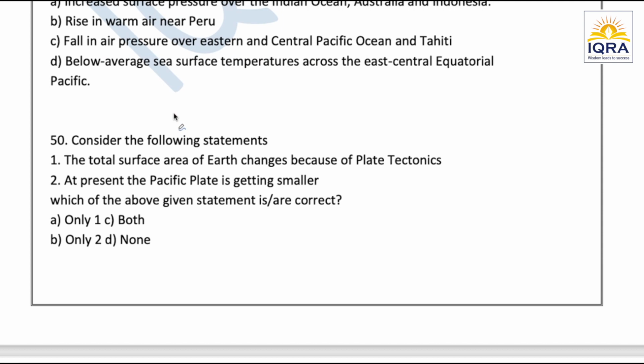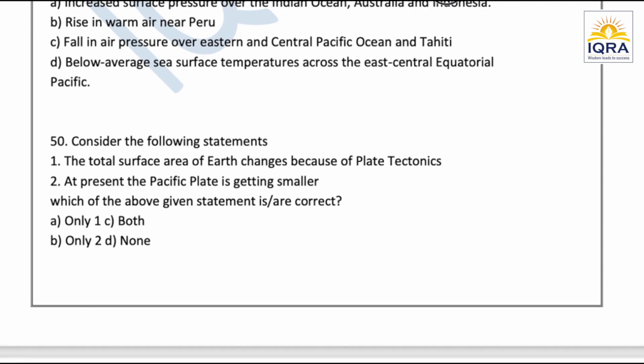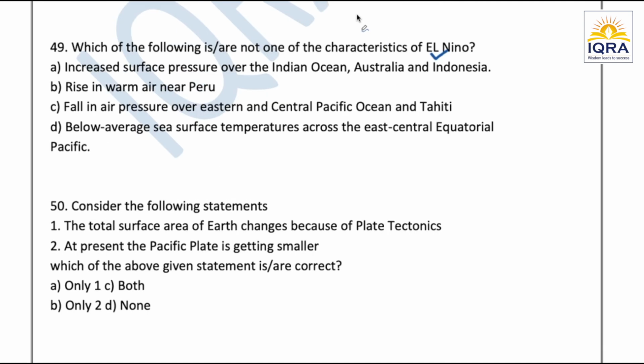Moving on to the next question and a really important topic, El Nino. Question number 49. Which of the following is or are not one of the characteristics of El Nino? They're asking which of these is not a characteristic. All right. So let me first briefly tell you about El Nino. It is an abnormal weather pattern which is caused by the warming of the Pacific Ocean near the equator off the coast of South America.